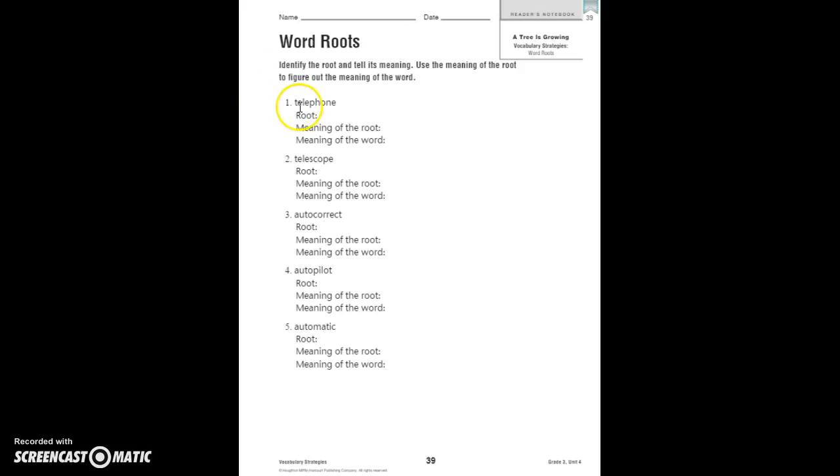So you are going to fill out telephone. The root is tele. The meaning of the root, as you will remember, is far away. And then here you're going to write the meaning of the word. Thing that you use to talk to someone far away. Do that with the rest of these word roots, and then you'll be done with vocab for today.